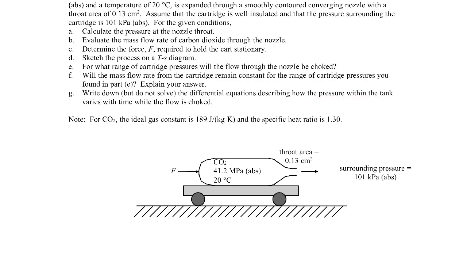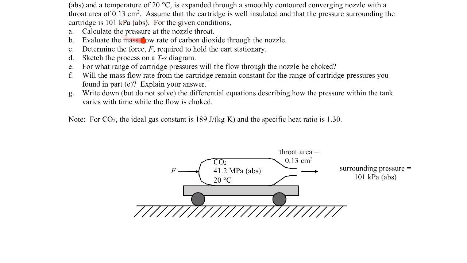So there's a lot going on in this problem. So let's get to it. Oh, the last thing I should mention is we're given some conditions for carbon dioxide as an ideal gas. So we have the ideal gas constant for CO2 and the specific heat ratio for CO2. All right, so let's get started.